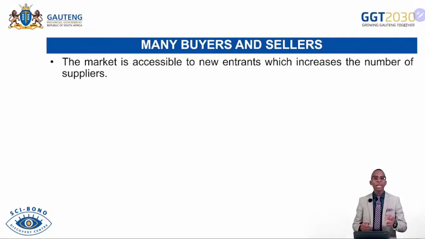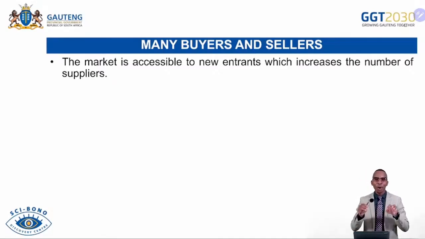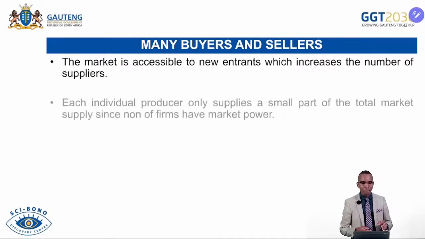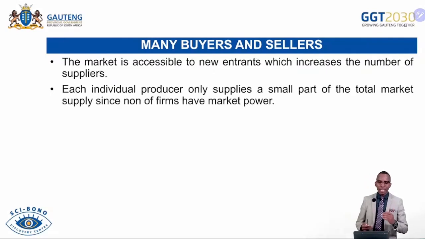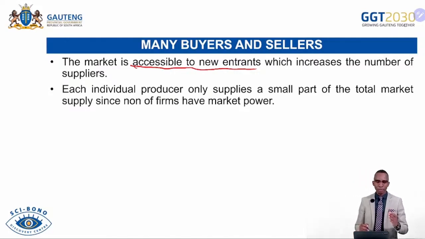Also, those firms that are willing to leave the market after they have maximized their profits are free to leave, meaning there are no barriers prohibiting the entry of new businesses within the market. So the market is accessible to new entrants, which increases the number of suppliers. Because the market is so easily accessible, suppliers will always be many.